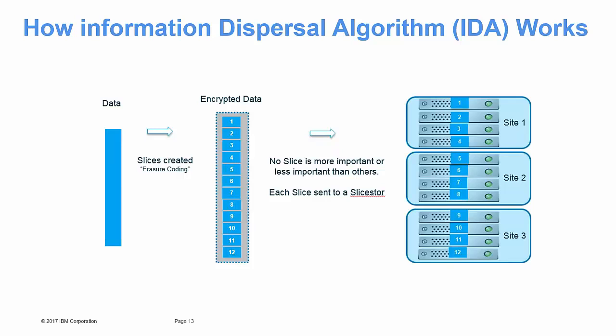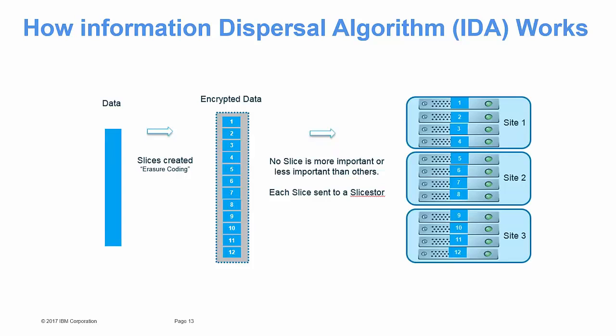Each one of those slices is going to be encrypted. And now what's interesting is we're going to take all 12 of those slices and we'll disperse those to 3 different sites, so 3 of your sites. Now you say, Lyndon, I have 2 sites, or I only have 1 site, or I have 4 sites. Well, we'll get into that later on deployment options.